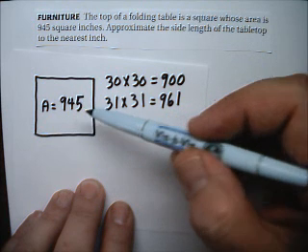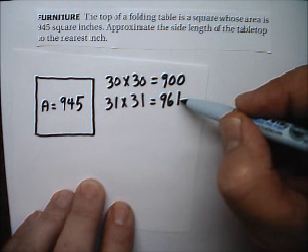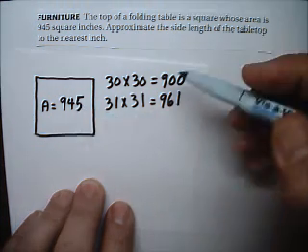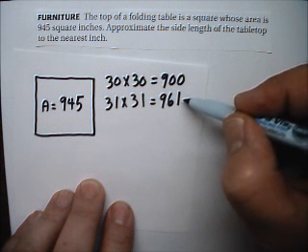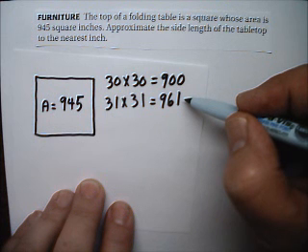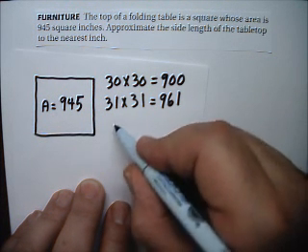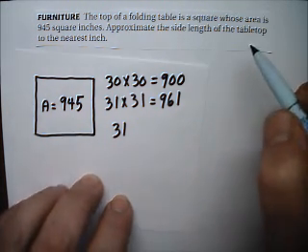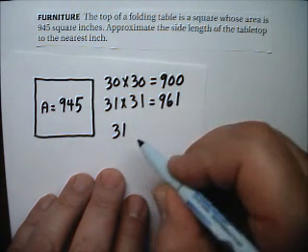Now 945 is only 16 away from 961, while 945 is 45 away from 900. So that means 31 is closer. 32, of course, would be too big. So this answer is 31. That's the approximate side length of the tabletop to the nearest inch.